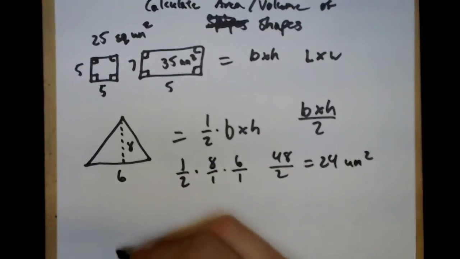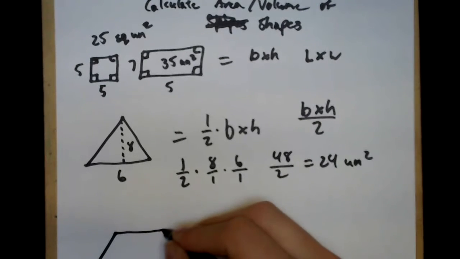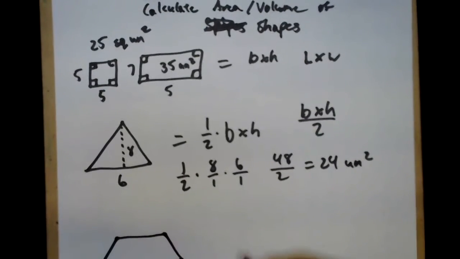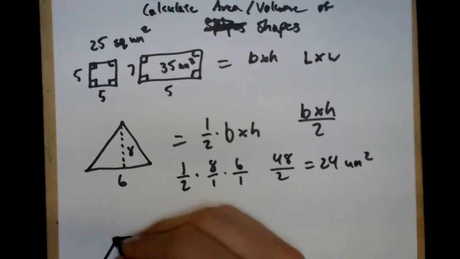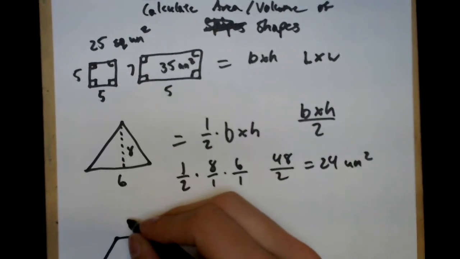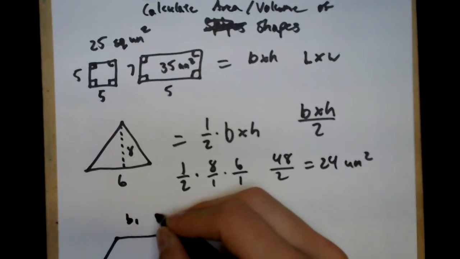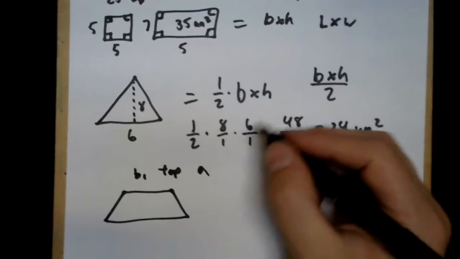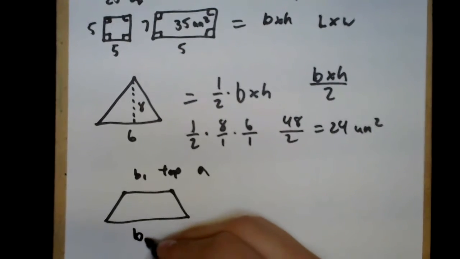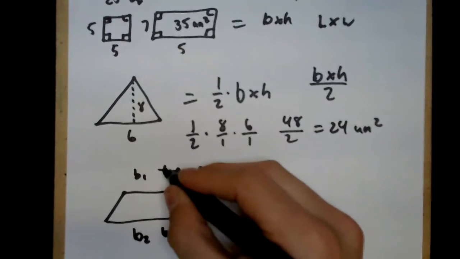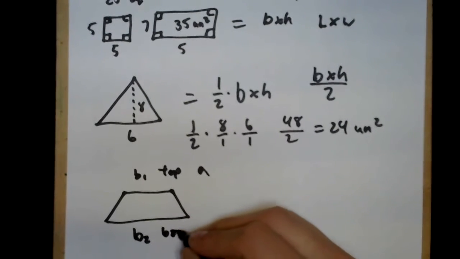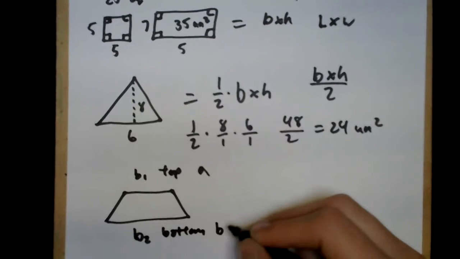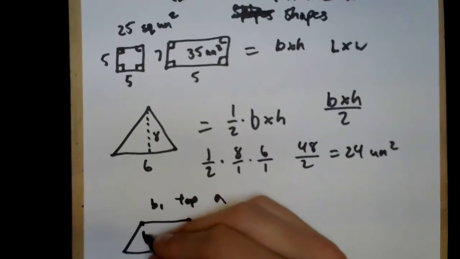Trapezoids. It's a nice trapezoid, you have a top base and a bottom base. You can call it base 1 or just top or just A. I'll just call it A. We'll call the bottom B. Then you have your height.